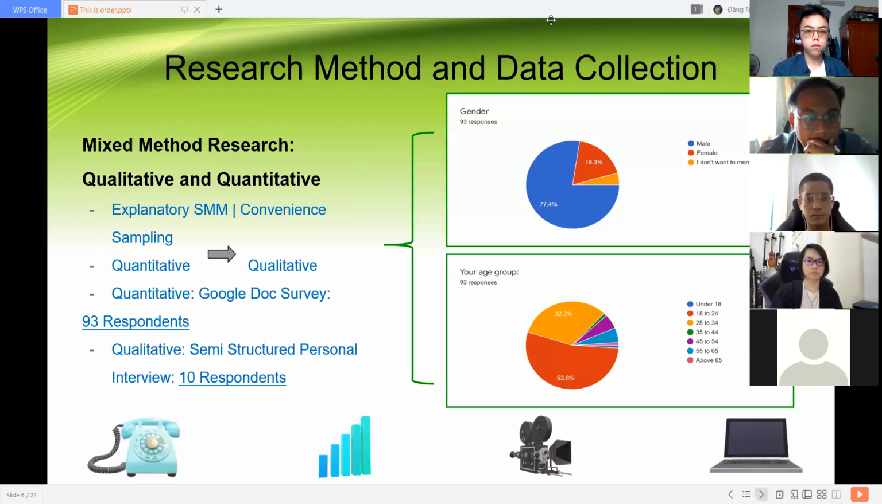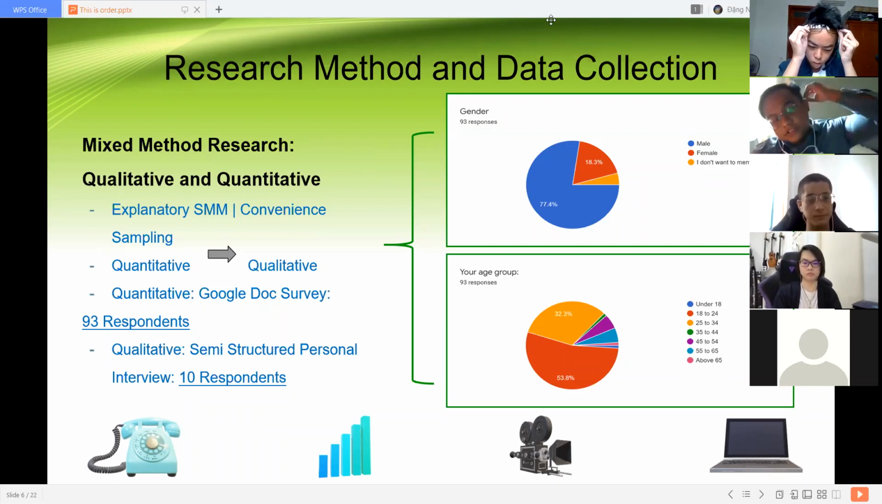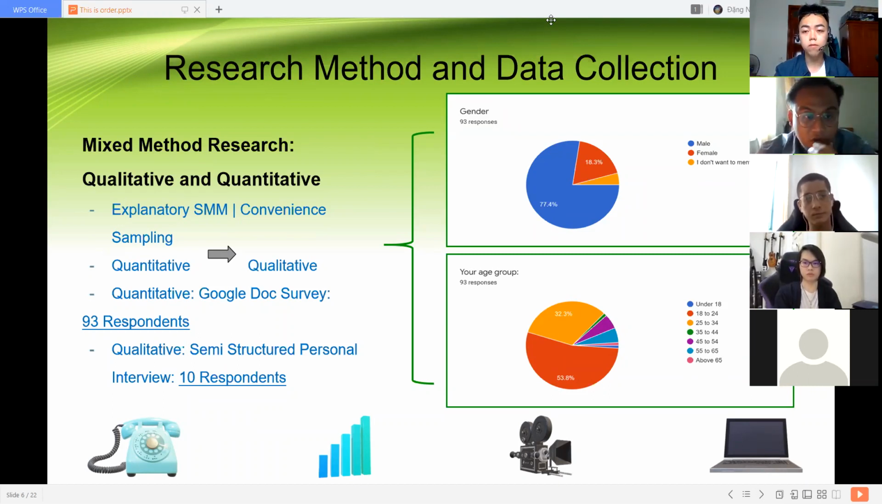The method that we have selected is mixed method research, specifically explanatory sequential mixed method. What this means is we begin with quantitative research followed by qualitative. We use convenience sampling, for ease of access to our respondents. Due to the pandemic, we cannot simply go out and meet them and interview them one-to-one, so due to these constraints, we have to do convenience sampling. But the target market in mind was not the healthcare sector. Basically it's just friends and families.